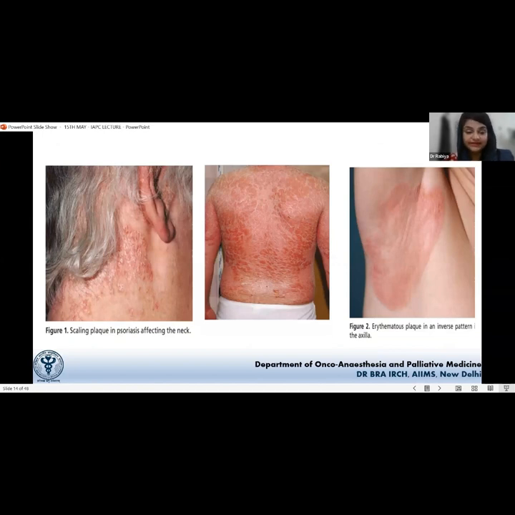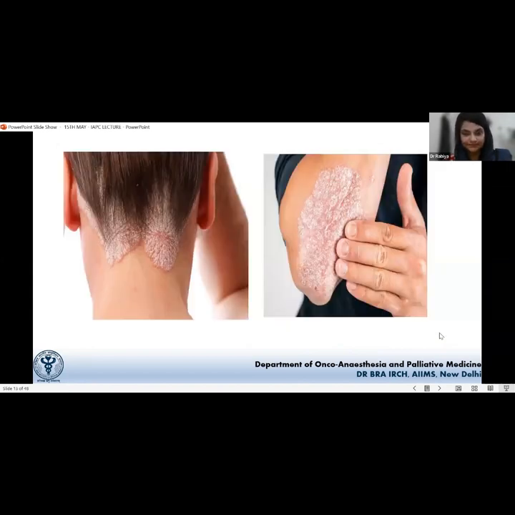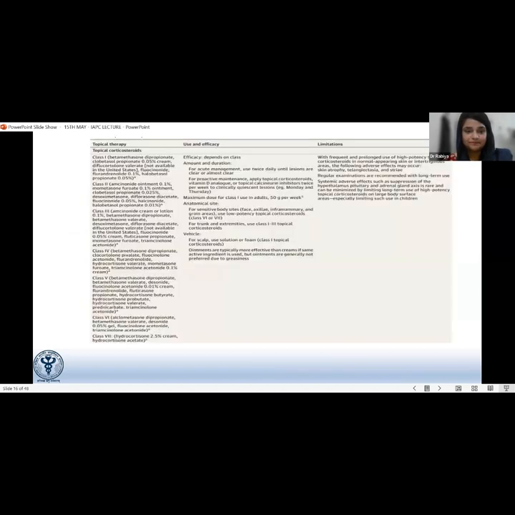It can be behind the ear, or a scaling plaque in psoriasis affecting the neck. It can be in the lower back, or it can be an erythematous plaque in an inverse pattern in the axilla. The classic locations can be at the nape of the neck. You can see a scaly white lesion, or it can be at the elbows. The classic importance of psoriasis is that whenever we peel off these scales, there are minute drops of bleeding, which is called the Auspitz sign. This is very classic of psoriasis.